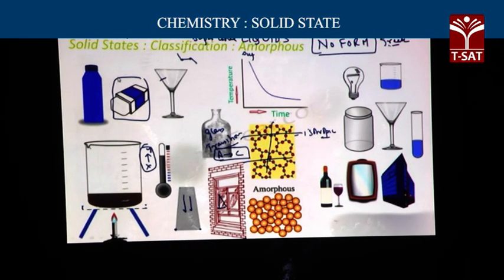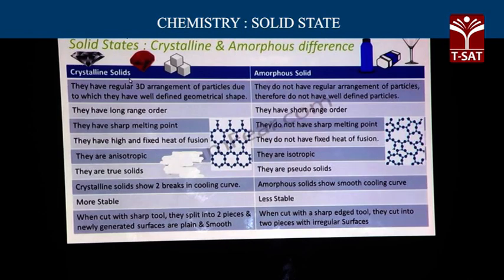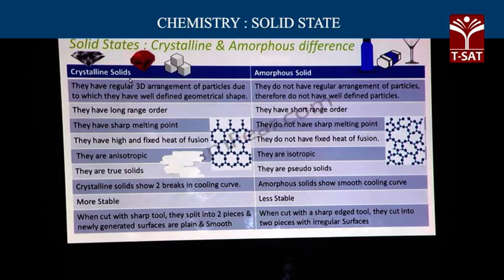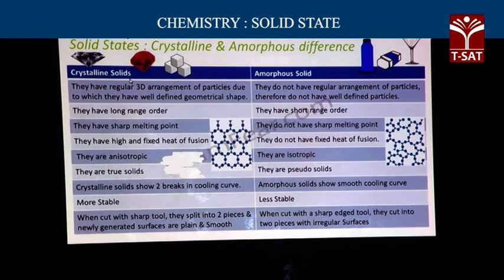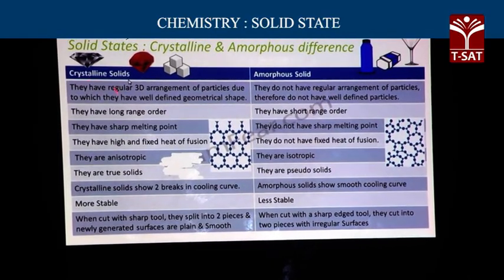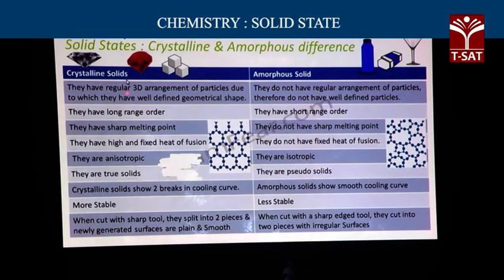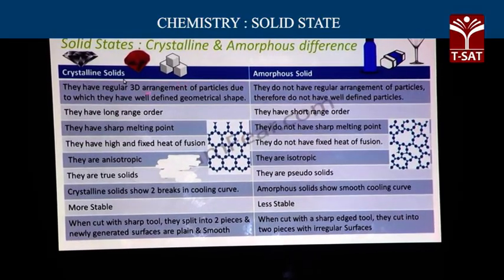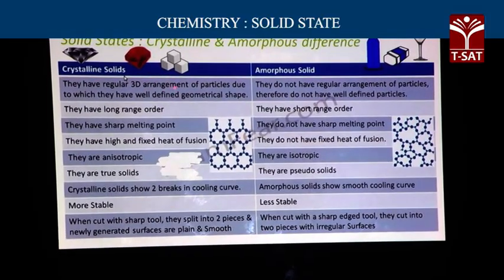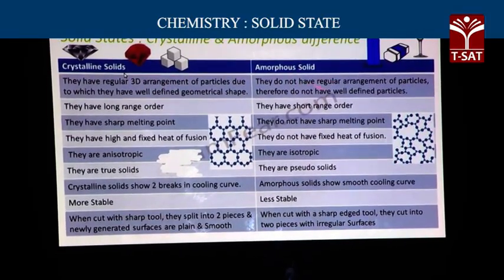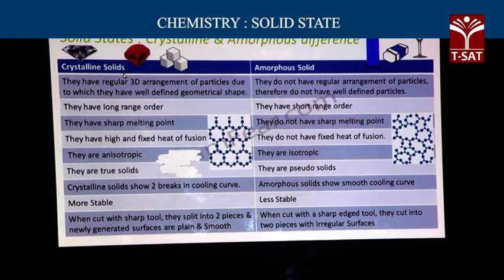Now let us take the differences between amorphous and crystalline solids. Diamond, gems, NaCl, these are examples of crystalline solids. Plastic, rubber, glass are amorphous solids. Crystalline solids have a regular three-dimensional pattern of arrangements, whereas amorphous forms have irregular arrangements.